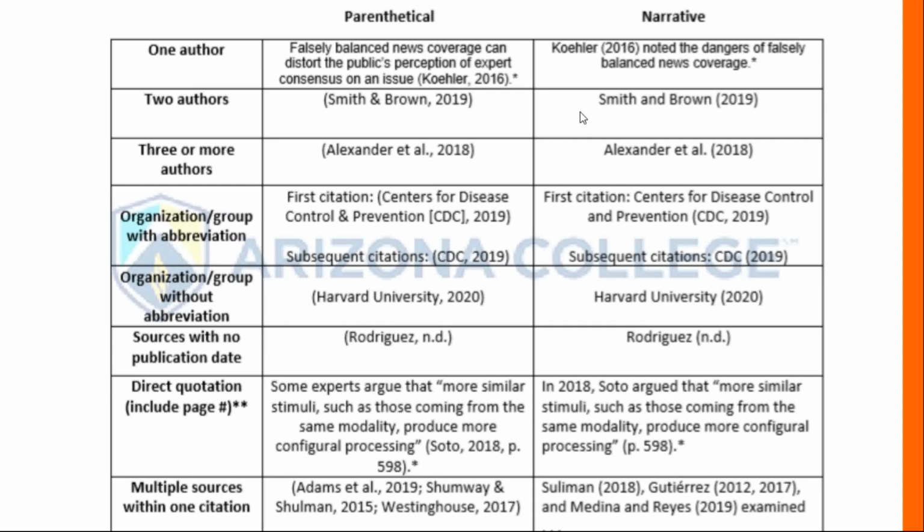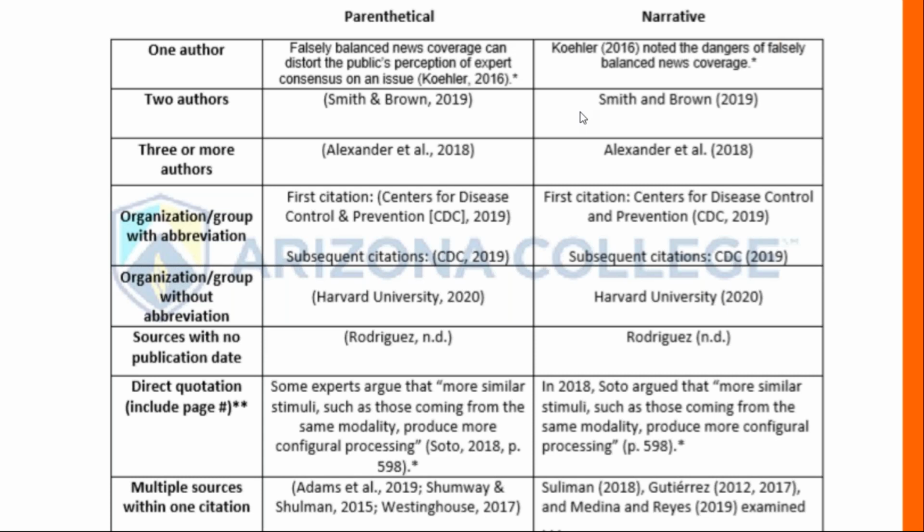Sometimes you won't have an author's name, a specific author, right? So you're going to use an organization as the author. So, for example, you might find a really good article on the CDC website, right? But there's no person associated with that article. So the CDC is going to be the author.